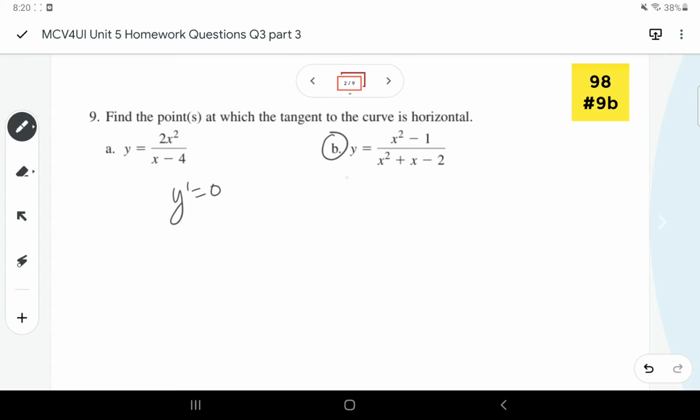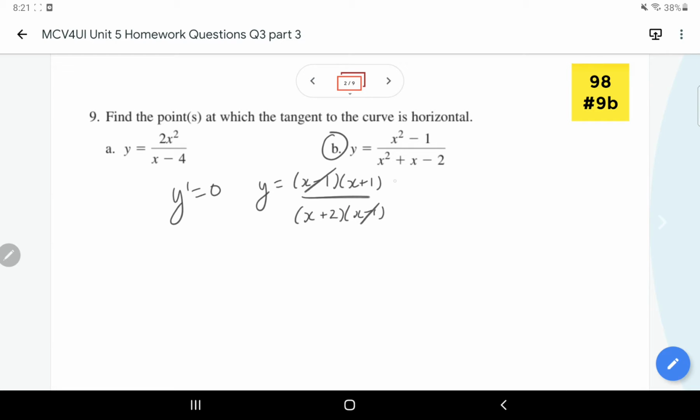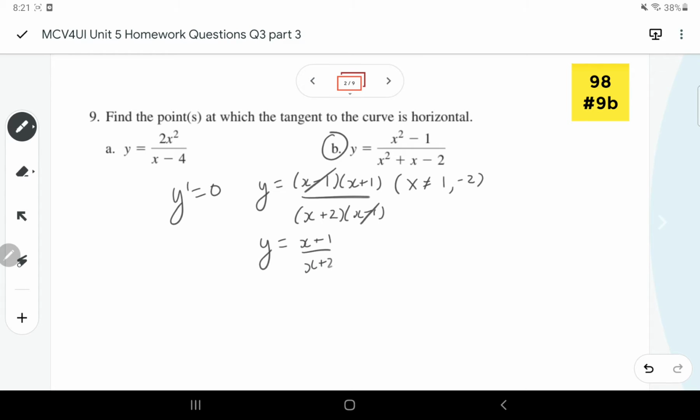Probably I would try to, just kind of planning for space here. The original function will factor like that, and we can reduce this, and I'm going to put restrictions on my original function that x is not equal to 1 or negative 2. So now if I have x plus 1 over x plus 2, that's a lot easier to take the derivative of.